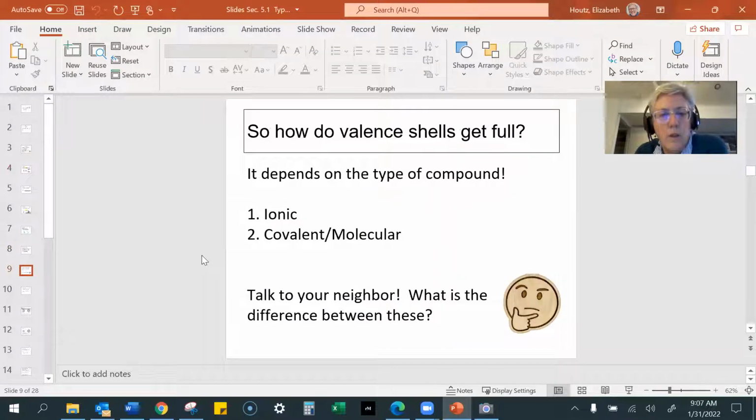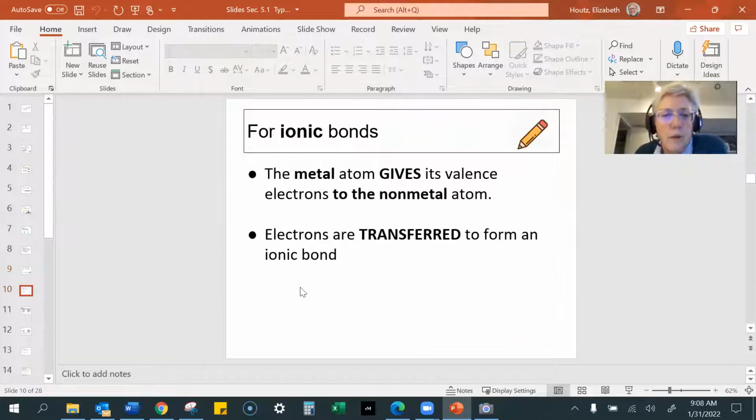All right, and then the question is, how does this happen, right? How do valence shells get full? There's 2 different ways. Depends on what kind of compound you have. If you have an ionic compound, it does it a certain way. If you have a covalent compound, it does it a different way. And as a reminder, covalent and molecular mean the same thing. So if we were in class, I would ask you to review this with your neighbor, but we're not. So let us go back to our paper and we'll write some of this in. We're going to do ionic bonding first.